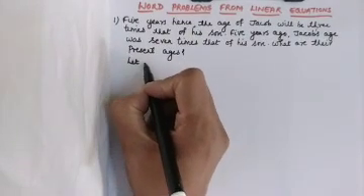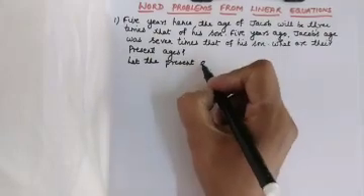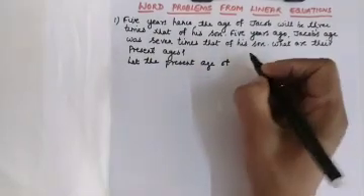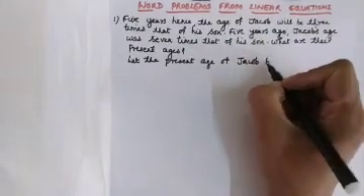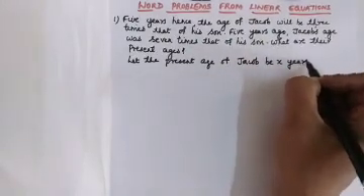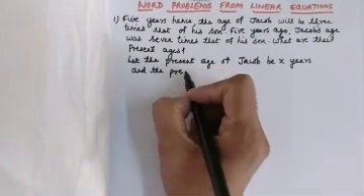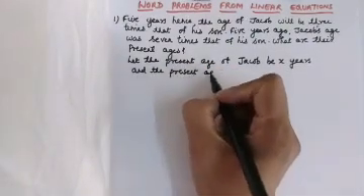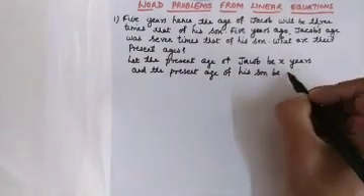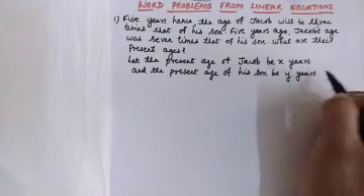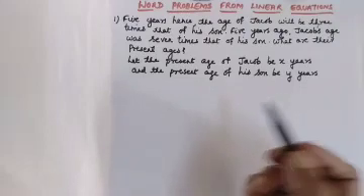So let the present age of Jacob be x years and the present age of his son be y years. Now here it is given 5 years hence. 5 years hence means after 5 years.